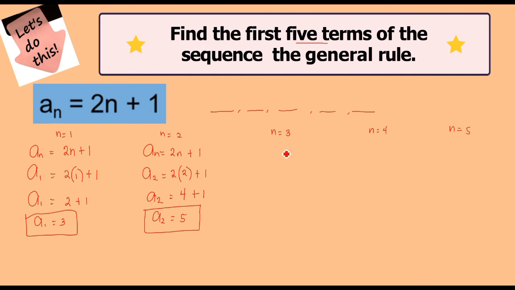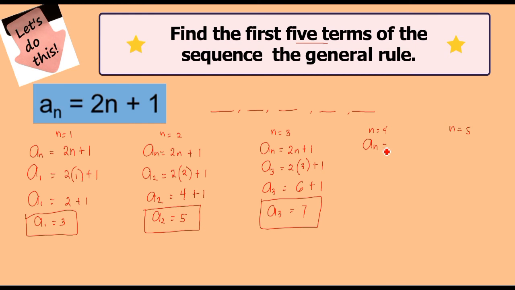And then, third term, so we have again the general rule, a sub n is equal to 2n plus 1. So, papalitan natin yung n ng 3. a sub 3 equals 2 times, ang n natin ay 3, plus 1. So, magiging a sub 3 equals 2 times 3 is 6 plus 1. So, a sub 3 equals 7. Okay, next, when n equals 4.